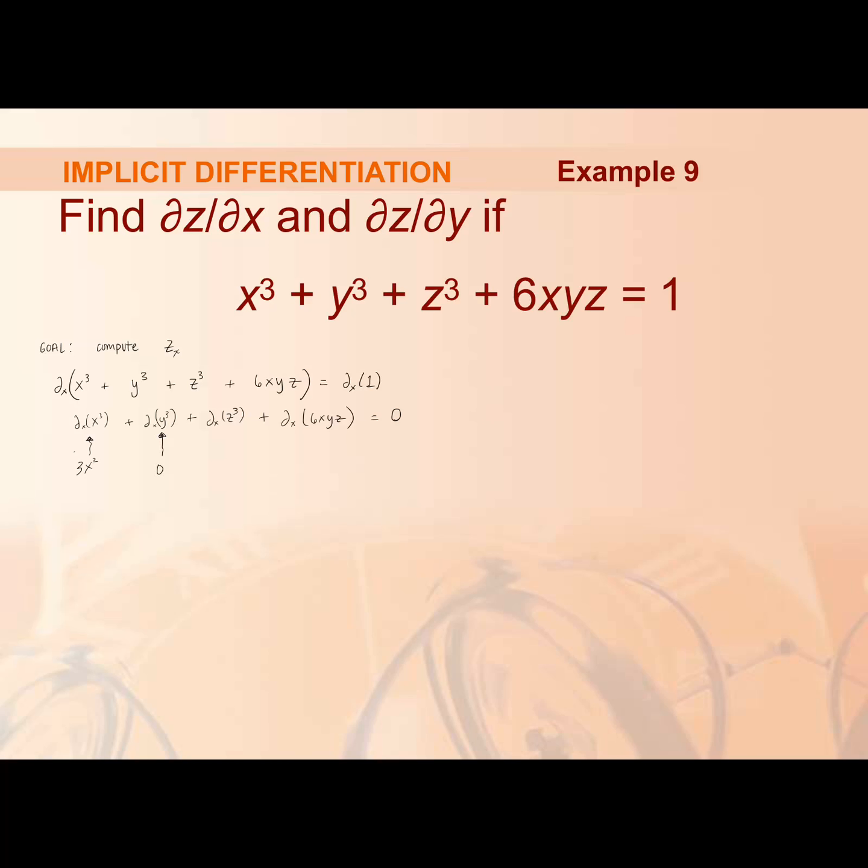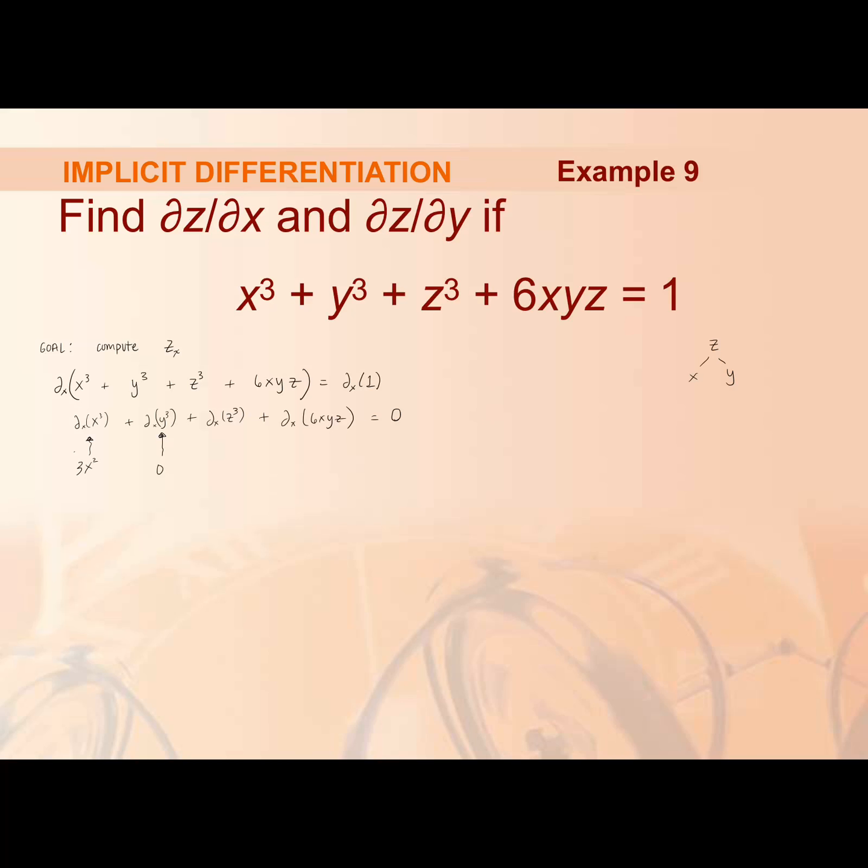Because remember, if we are drawing our tree showing the relationship, z depends on x and y. y doesn't depend on x, right? And if we had a situation like this, then we'd have something a little different. But that's not how our tree is set up. Our tree is set up so that z depends on x and y, which means this partial of y cubed with respect to x is going to be 0.